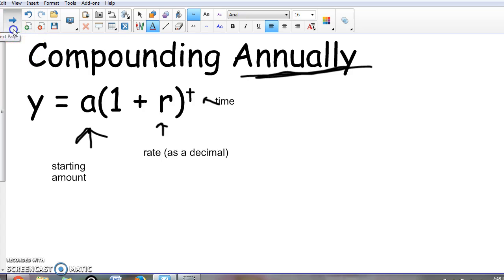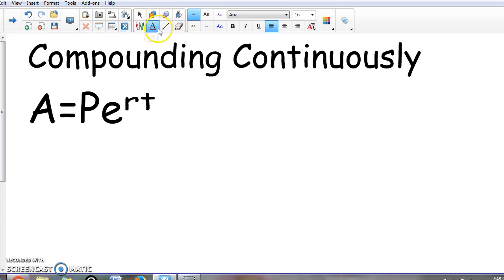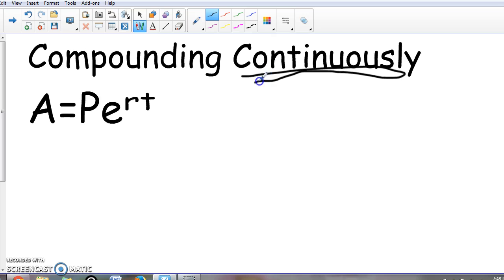Alrighty. The other formula we're going to be using today is compounding continuously. Make sure you write down the word continuously. That means that it's compounding all the time. Instead of getting interest in your bank account once a year, this is over and over and over giving you interest. This is what we call the Pert formula, because it says Pert.